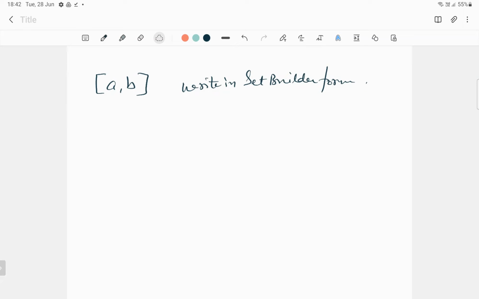How do you write this set in set builder form? This is also a set, no? Let's say I call this set S. So how do you write this in set builder form? Anyone?